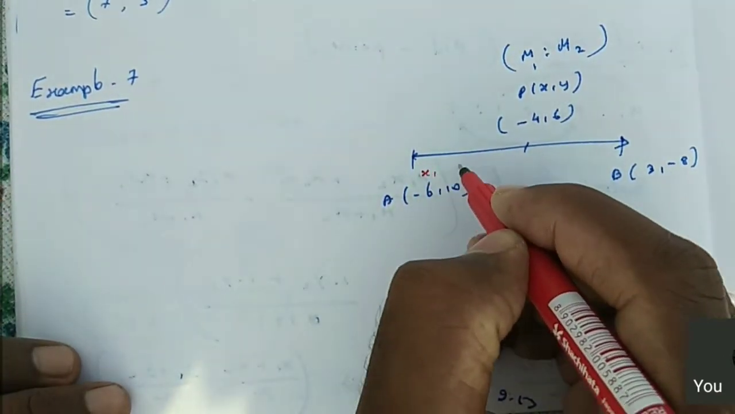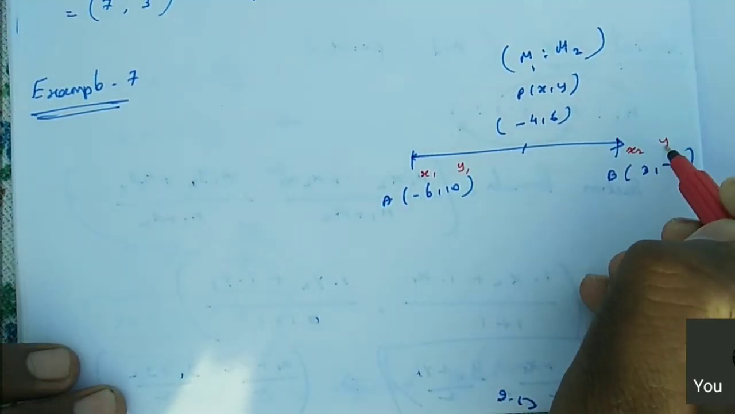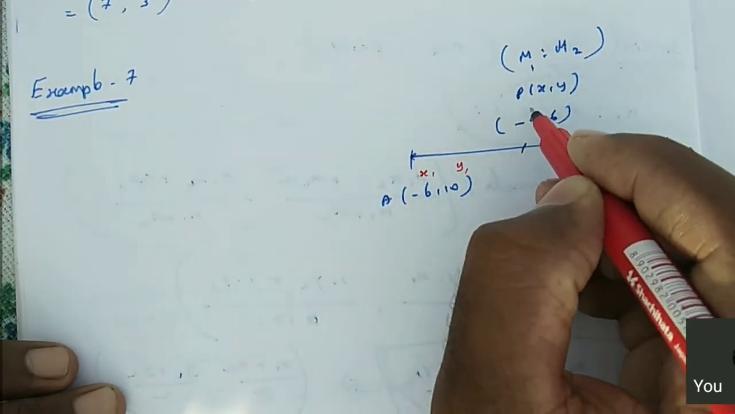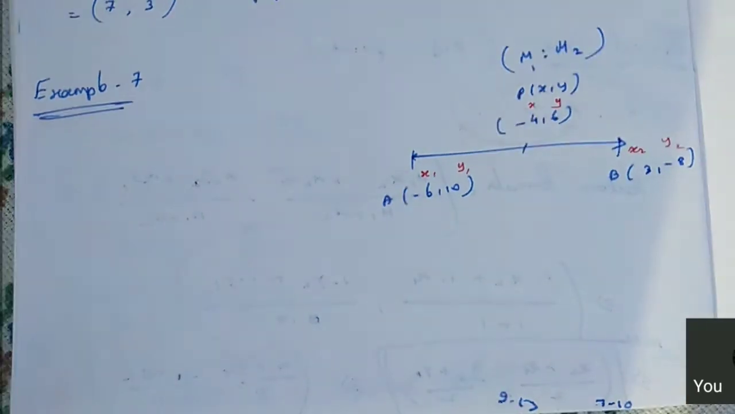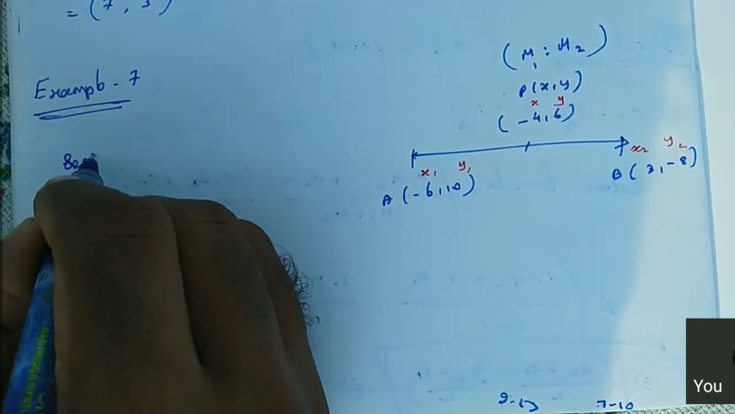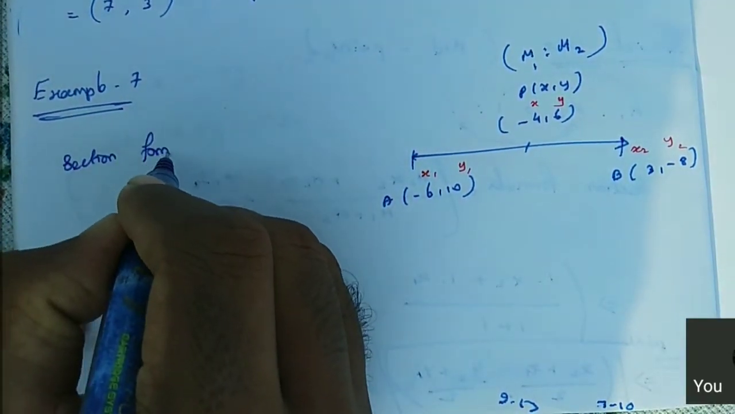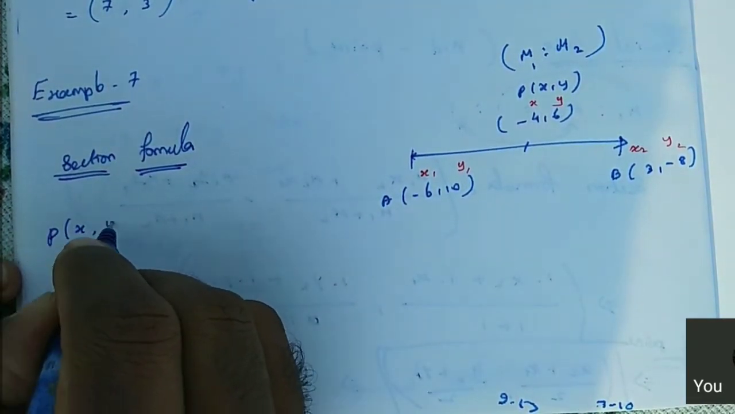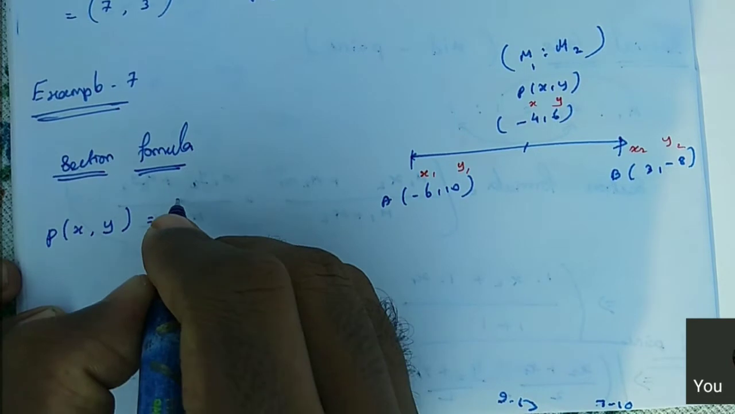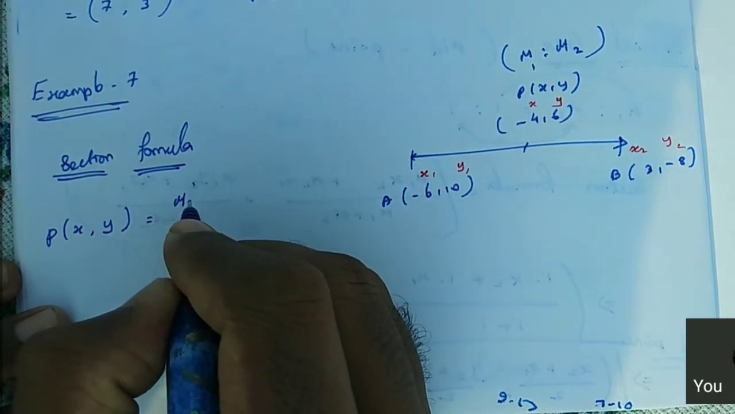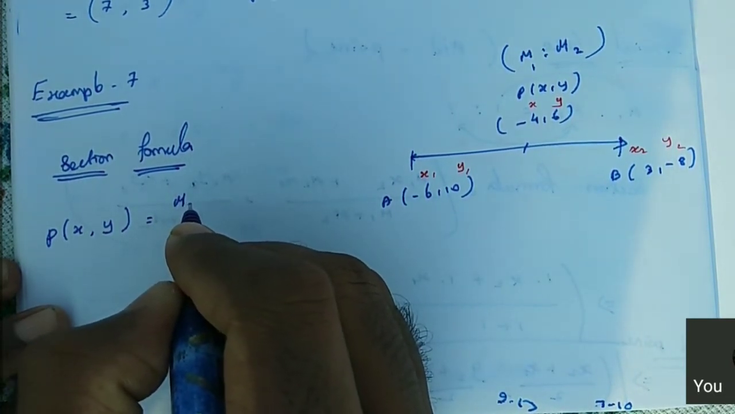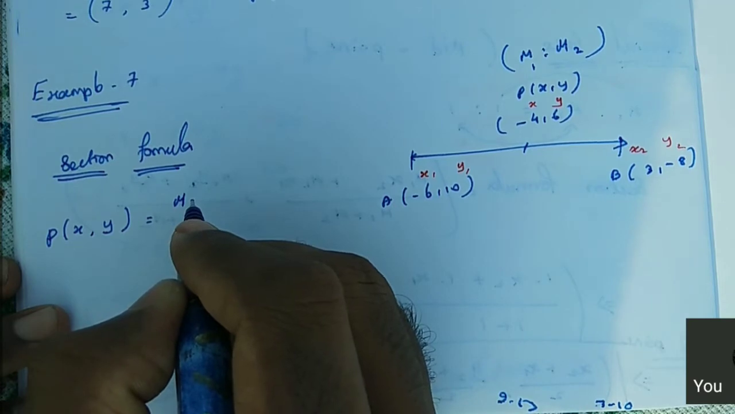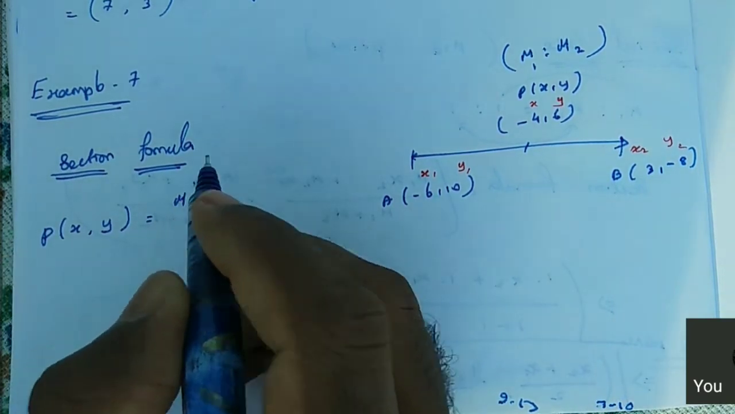Here you can write x1 y1, x2 y2. This one is the P value, x y. So you should write the section formula. Section formula: P of x comma y is equal to what? What is the formula?